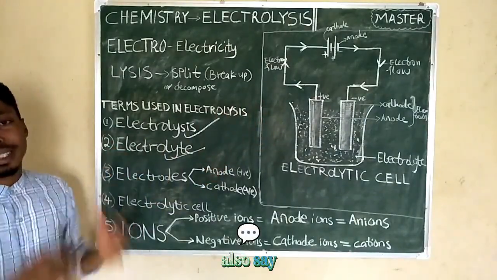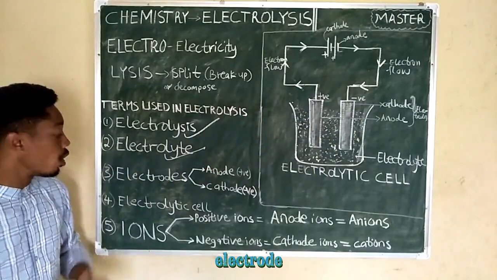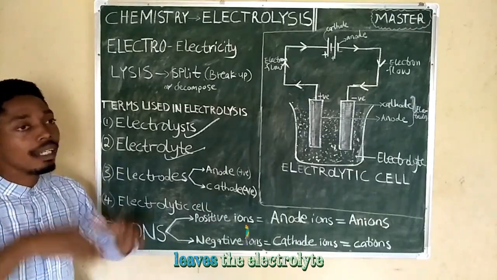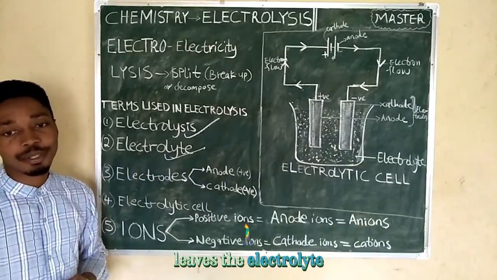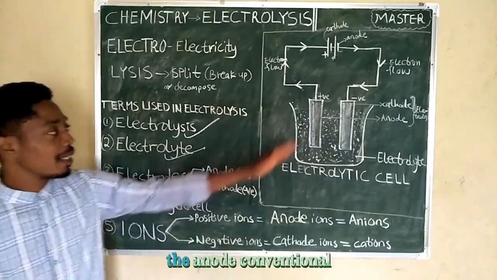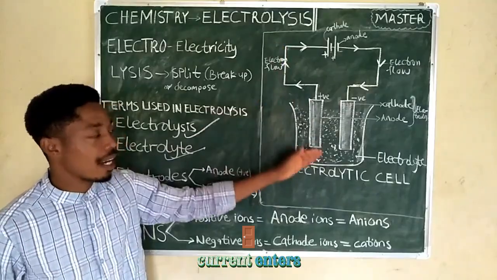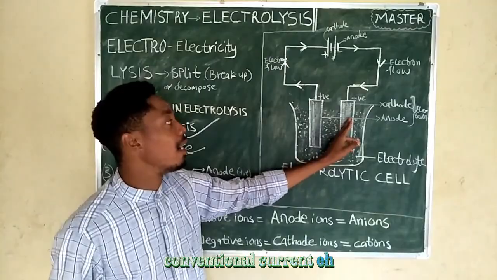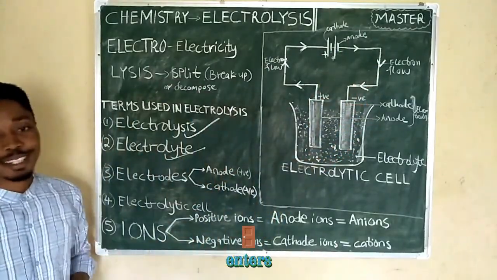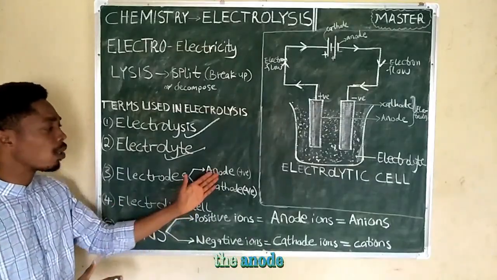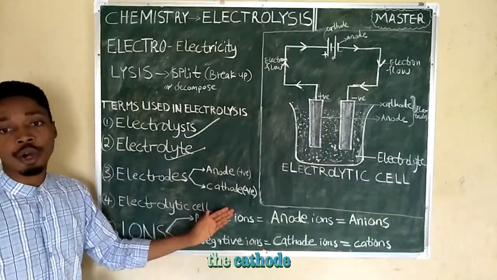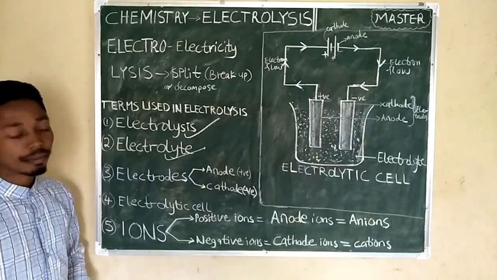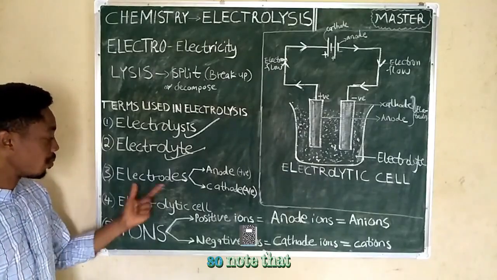Or you can also say that the cathode is a negative electrode through which conventional current leaves the electrolyte. The anode, conventional current enters while electron leaves. The cathode, conventional current leaves while electron enters. So this is the difference between the anode, which is the positive electrode, and the cathode, which is the negative electrode. So, note that.